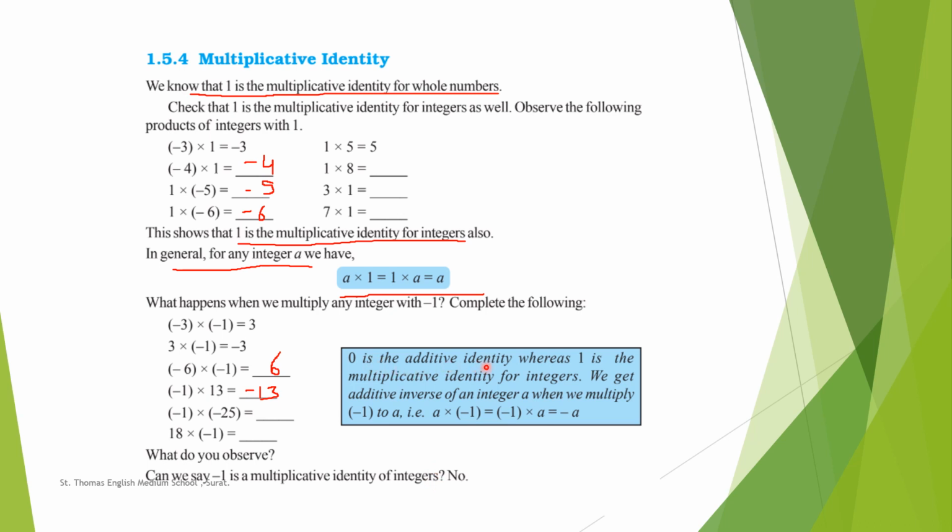0 is the additive identity, whereas 1 is the multiplicative identity for integers. So underline here. Already we have studied 0 is called additive identity and 1 is the multiplicative identity for integers. We get additive inverse of an integer a when we multiply minus 1 into a. That is, a into minus 1 is same as minus 1 into a is equal to minus a. It's clear?